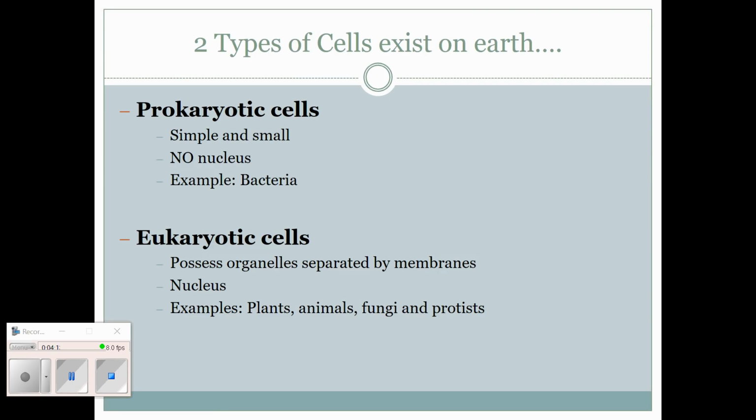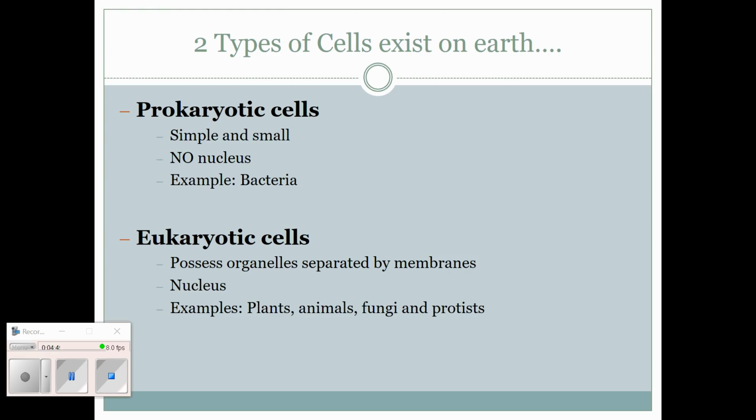There are 2 types of cells that exist on the earth. Prokaryotic cells, and I want you to write down a couple things about this. I want you to write down that the prefix pro means before, and karyo means nucleus. So a prokaryotic cell has no nucleus. Bacteria is an example of something that is a prokaryotic cell.